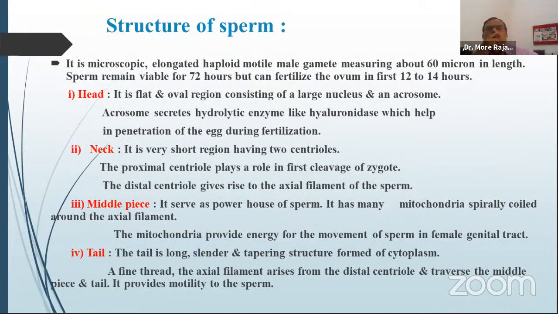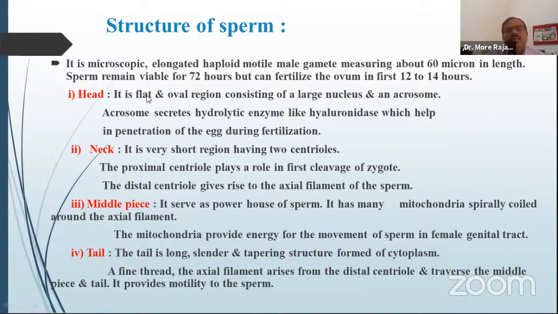Now come to the structure of the sperm. If you see the structure of the sperm, these are microscopic, elongated, haploid, and motile male gametes. There are about 60 million sperms. And these sperms remain viable for about 72 hours, but they can fertilize the ovum in the first 12 to 14 hours only. Each sperm shows three regions, that is head, neck, middle piece, as well as the tail.